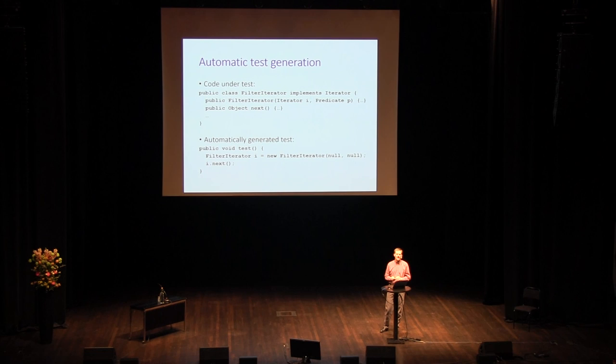Automatic test generation, I said, is great. So here is some code from an Apache library. It defines a class called filter iterator that has a constructor and a next method. And here's an automatically generated test. It creates a new filter iterator, and then it calls i.next. If you run this test, it crashes. It throws a null pointer exception. So this is awesome because I found a bug in the software, right?